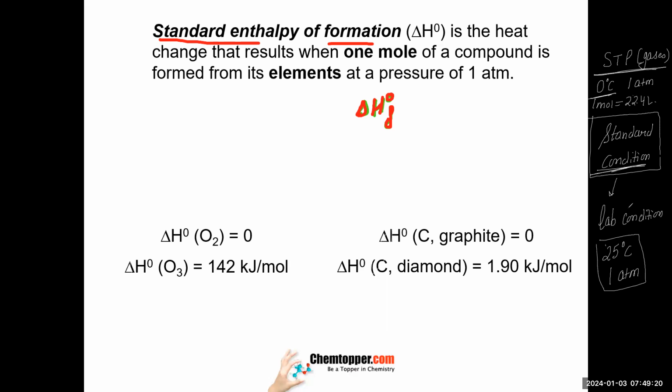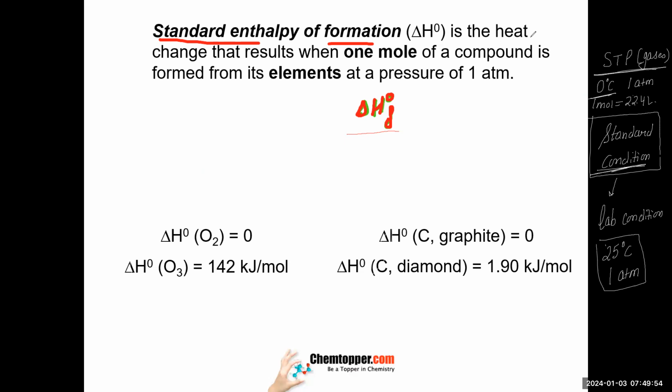So please write down the difference. STP and standard conditions are two different conditions. STP is only for gases and defined in a different manner. Standard conditions are the lab conditions for performing an experiment: 25 degrees Celsius and 1 atm pressure. We are good with this? Okay. So this is delta H naught formation.